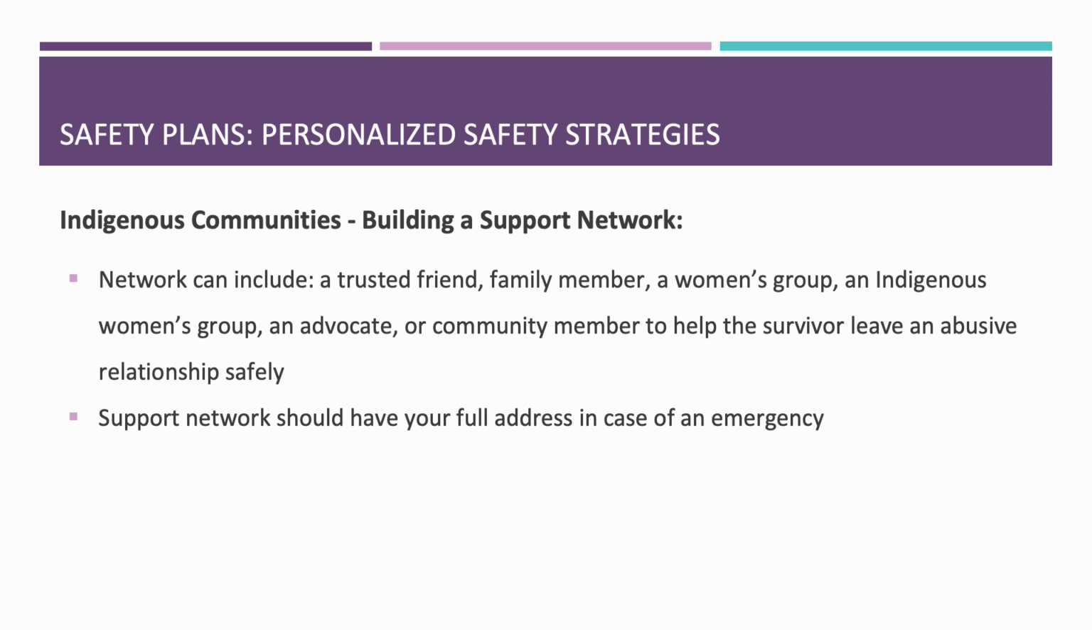One such strategy is building a support network. This network can include a trusted friend, family member, a women's group, an Indigenous women's group, an advocate, or community member to help the survivor leave an abusive relationship safely. The support network should have the survivor's full address in case of an emergency. You can learn more about the other types of safety plans in the RISA Safety Plans document.